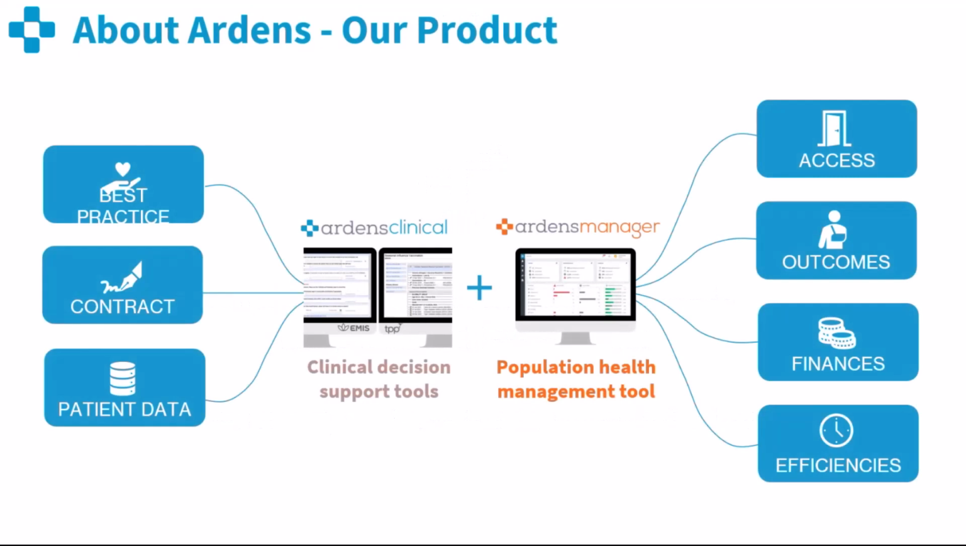Again, some of you might already know this, but essentially we've got two products. I'm mainly looking at the clinical side today. So we've got Ardens Clinical, but you might have heard we've also got Ardens Manager. Ardens Clinical is clinical decision support tools, the templates, and that's the overview I'm going to give you today. But Ardens Manager is our population health management tool. It takes the data out of SystmOne and EMIS, if you're an EMIS user, though we're looking at SystmOne today. It takes out both and puts it into a dashboard online that you can log into, where you can start looking at all your data and outcomes. So it's two separate things, but today we're looking at the clinical side.